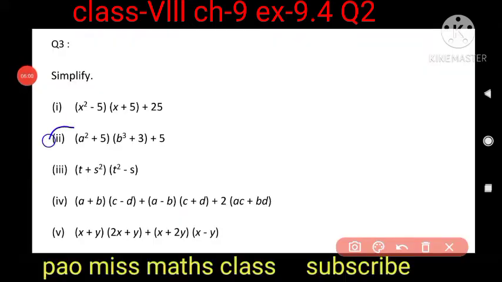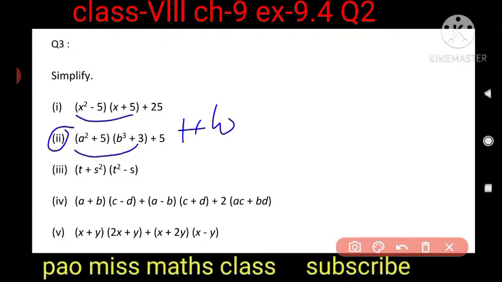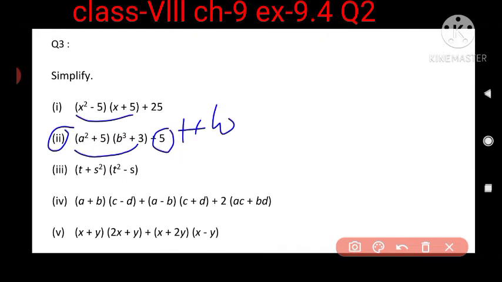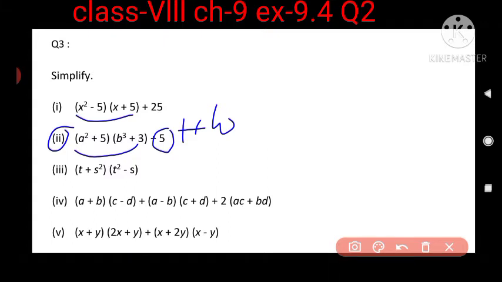Question number 2, I will keep this as homework. Like the first one, you have to solve this one first, okay? Then you have to add 5. If there is any like term, then you have to collect the like terms, and solve the constants together. So this is homework. Any doubt you can ask me.